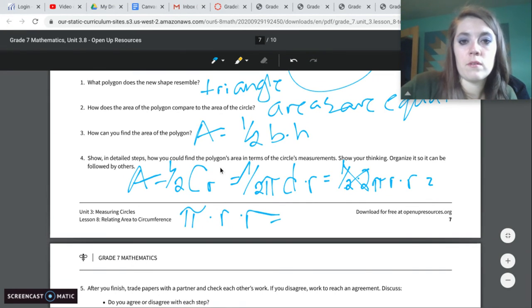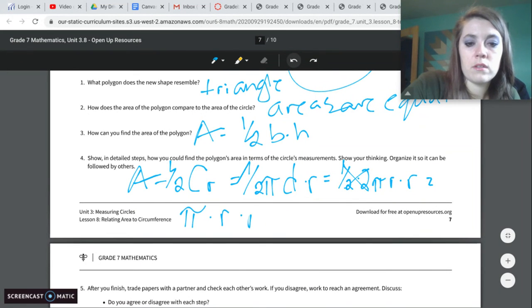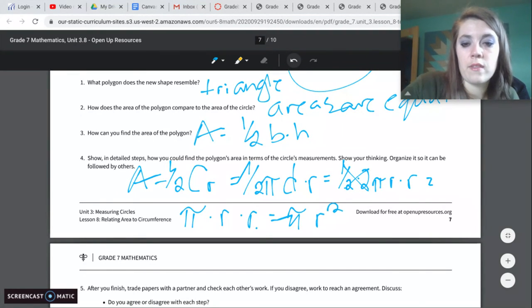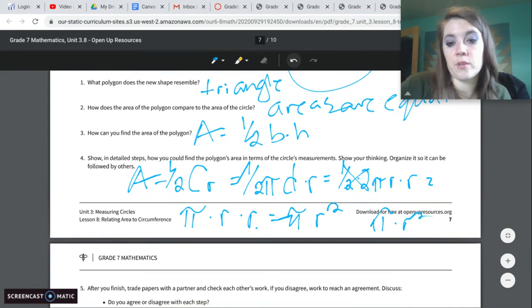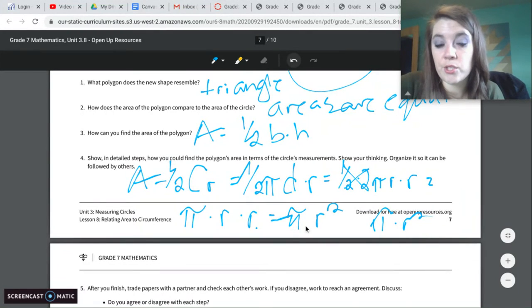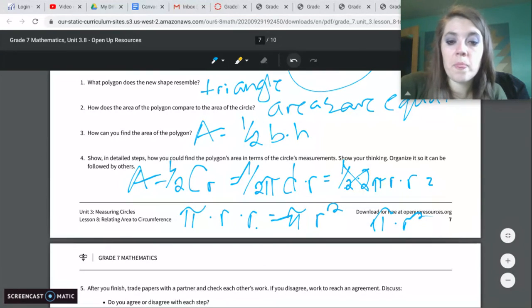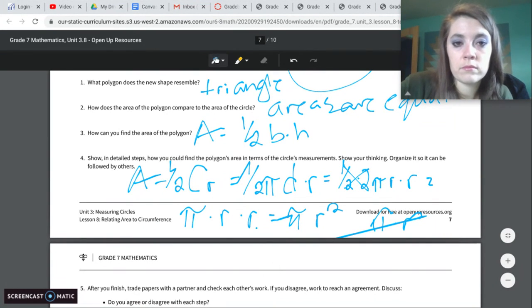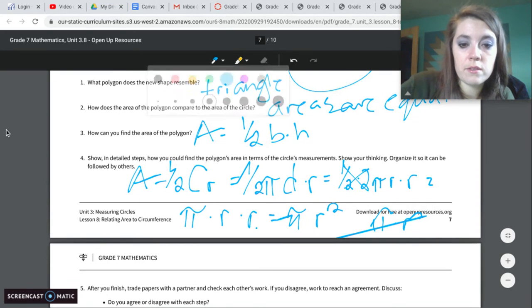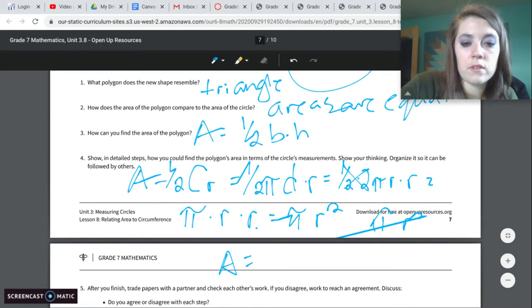We get pi radius squared. I don't know what it's doing with the connecting, but that's a pi right there, just so you know. So it's our pi symbol. So pi radius squared. So the area for a circle is area equals pi r squared.